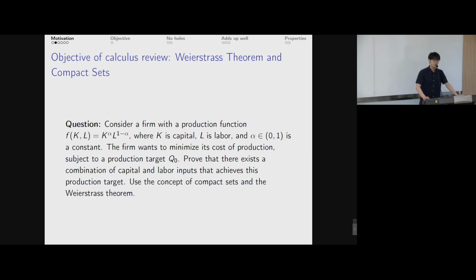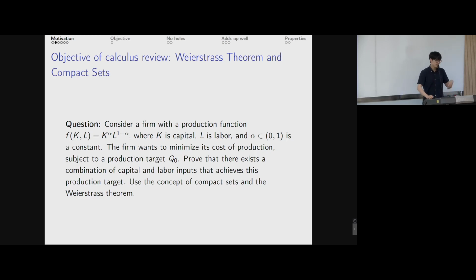A lot of the economic questions, especially if you take micro theory courses, will involve a lot of optimization, where, for example, you have a firm, and the firm has a production function with some variables, K, usually capital, and L for labor. What we're trying to do is find an optimization question where the firm wants to minimize its cost of production, subject to some production target if it has one, which in this question is noted as Q naught. So in a lot of these questions, we have to prove that there exists some combination of capital and labor inputs that really achieves this production target.